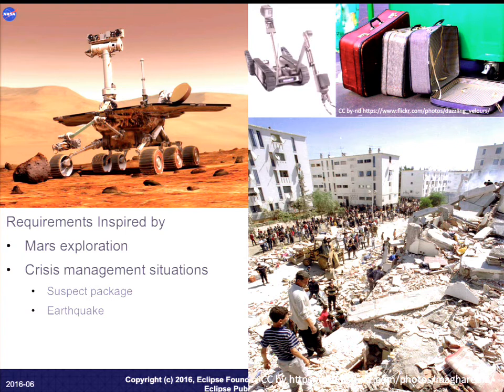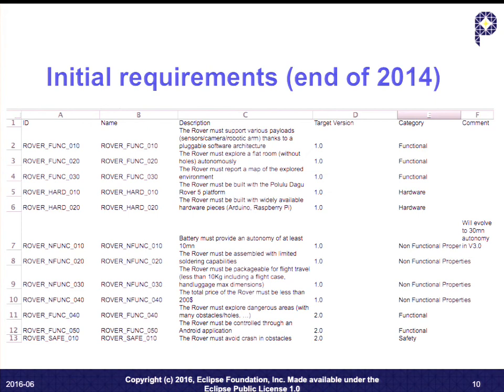So here is the initial list of requirements we had. And this list of requirements includes functional requirements, like, okay, the rover must support various payloads thanks to a pluggable architecture. It must be able to explore a flat room autonomously. And this kind of requirements.